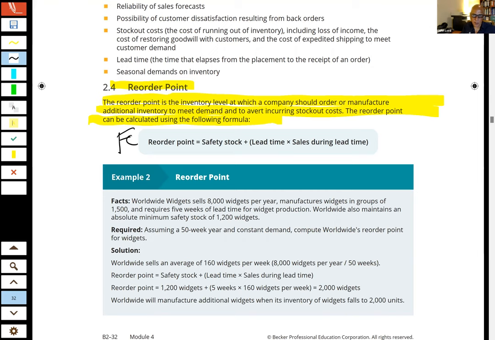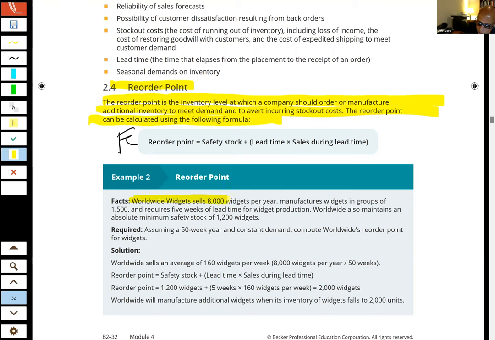However long it's going to take, you never want to go out of stock, but then you want to meet the current sales that are going to be completed while you're waiting for this stuff to come in. So let's just look at this example.